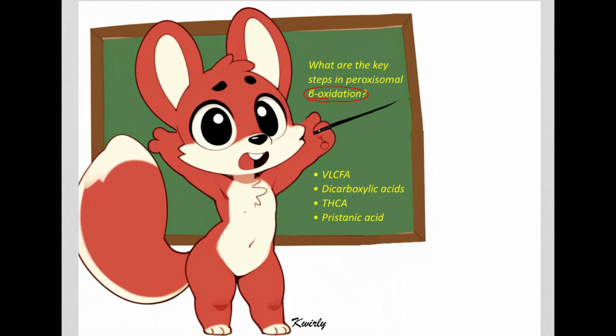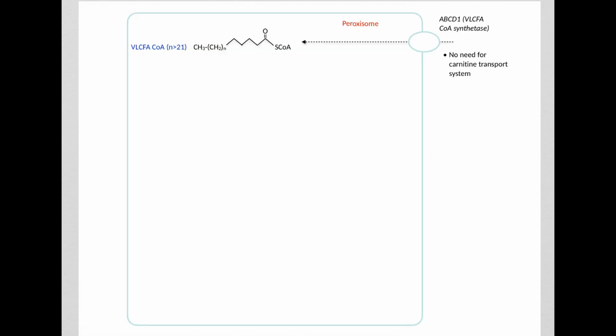So we'll focus on very long-chain fatty acids, then we have long-chain dicarboxylic acids, then we have the bile acid intermediates such as THCA or DHCA, and then we'll look also at pristanic acid, which is formed from phytol as well as phytanic acid. So all of these will undergo beta-oxidation. In a previous video, we talked about beta-oxidation in mitochondria. Now let's look at beta-oxidation in peroxisomes.